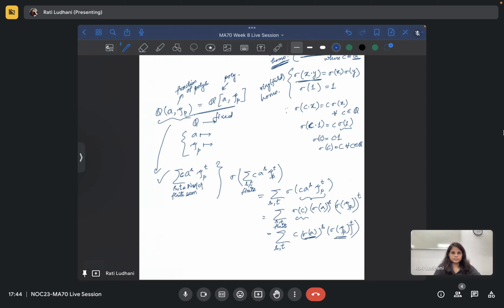Ma'am, here, what you did, see, this formation, sigma of general element of the Q, finite sum? Yes, finite sum. We don't have infinite sums in terms of this field. Because this is the notation for polynomials, so we never have infinite sums.